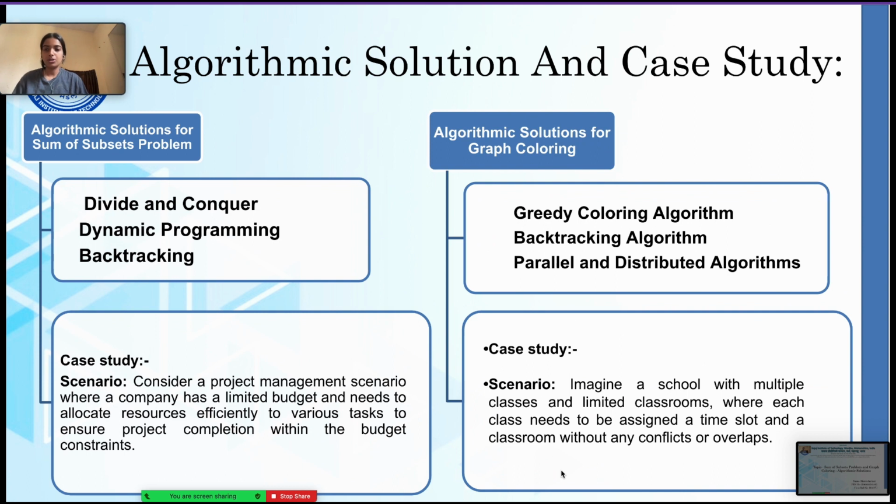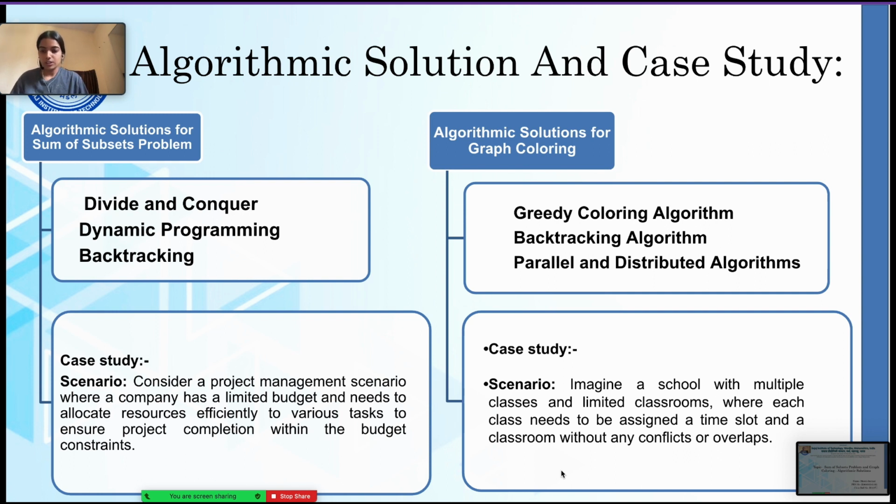Talking about the algorithmic solutions for both topics, the sum of subset problem and graph coloring, there are three main algorithmic solutions: divide and conquer, dynamic programming, and backtracking. We will focus only on backtracking in this presentation.